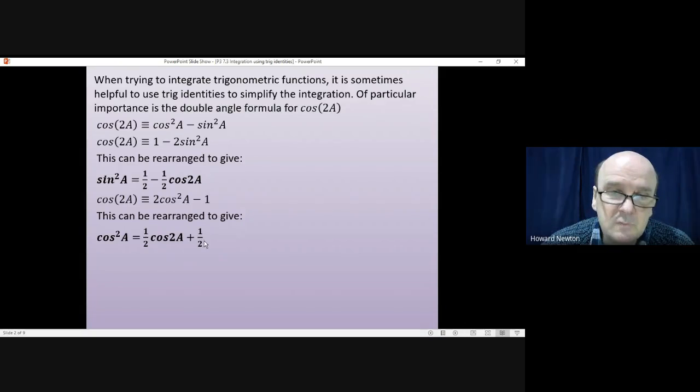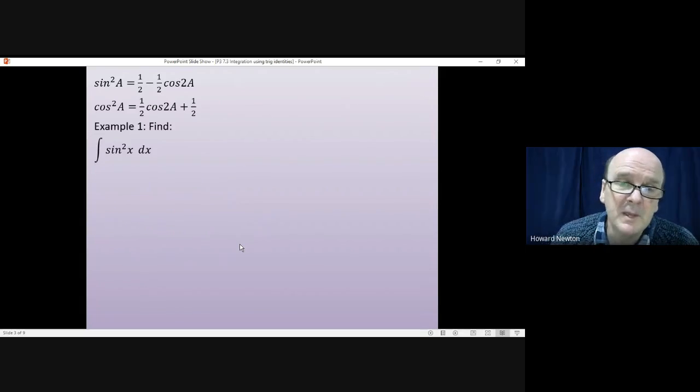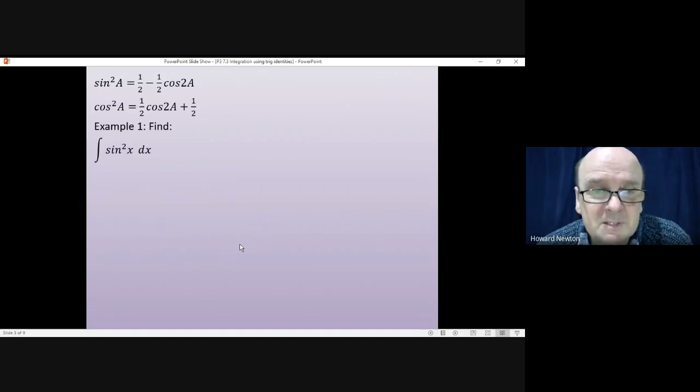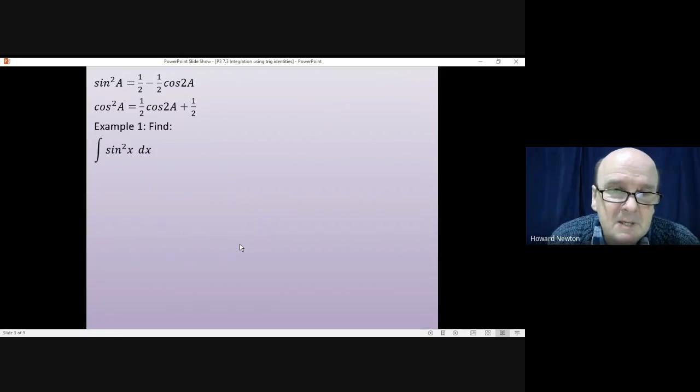Now, these two formulas are extremely important in integration. Frequently, we need to integrate sine squared or cos squared, and it's using these identities that is the method we use. So, for example, if you had to integrate sine squared x with respect to x, have a go at doing that using the identity. Pause the video and then come back to me when you're ready.